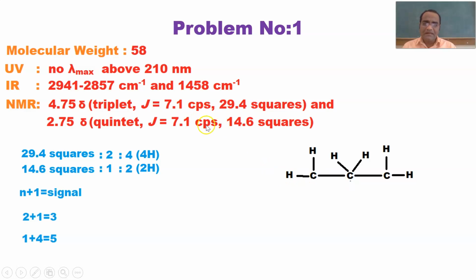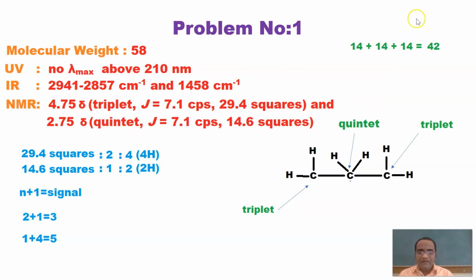Now the only problem is that we'll calculate the molecular weight. As per the NMR data, the structure is okay, but still the structure is not fulfilled. So I have written 14, 14, 14. 14 means carbon 12 plus hydrogen 2, so it becomes 14. So 14 into 3 becomes 42. So 58 minus 42, still 16 is remaining. The molecular weight given is 58, so still 16 is remaining.